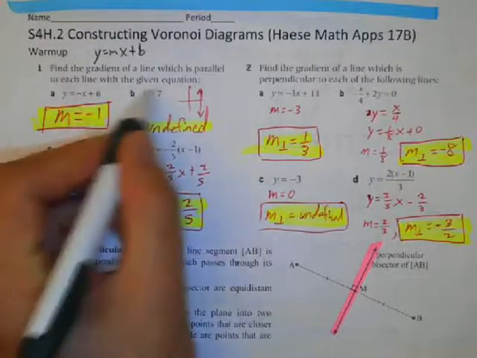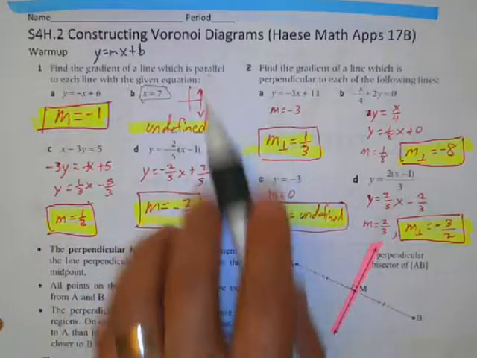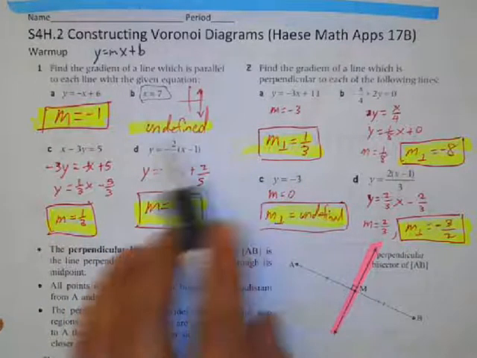If I've got an equation that x equals 7, that means y can be anything. So that means I've got a vertical line. If I've got a vertical line, the slope is undefined.